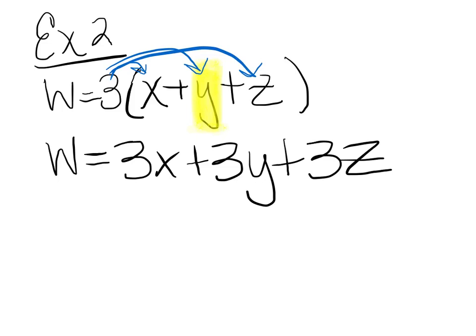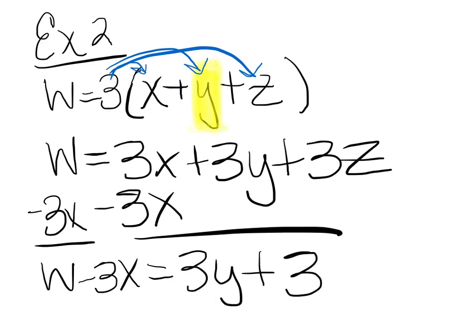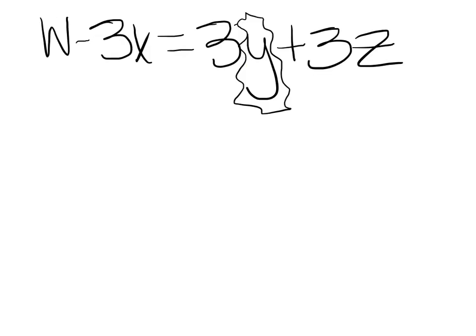And we're still solving for y. So we need to move 3x and 3z to the other side of the equal sign. So we're going to subtract 3x, and we're going to be left with w minus 3x equals 3y plus 3z. But we still have a 3 with the y and a 3z on that side. So we're going to continue on another slide.